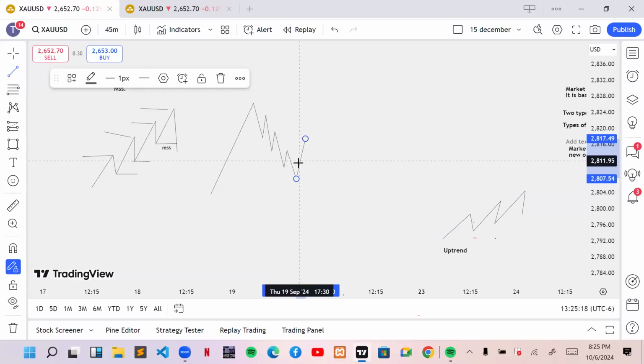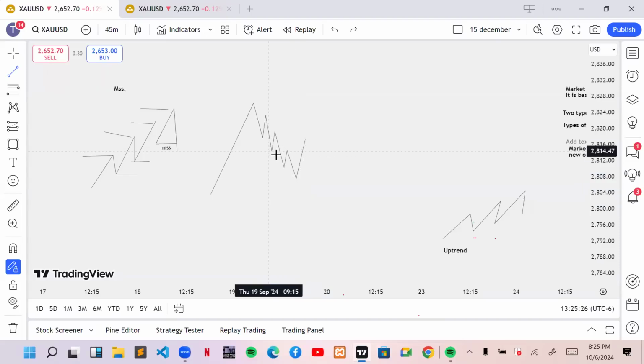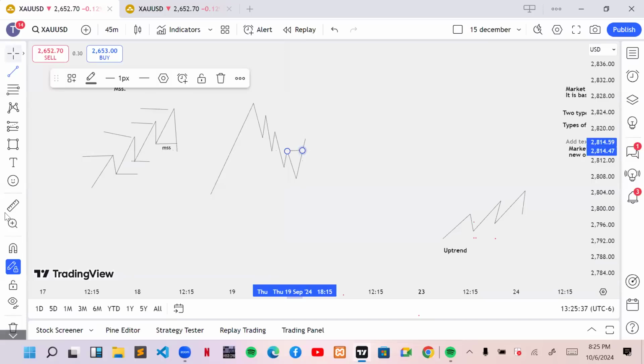Then the market was supposed to make another lower high here to continue the downtrend, but instead it made a higher high, meaning that this market is no longer on a downtrend. It's now changing direction to the upside because there was a market structure shift. So this was where the market structure shift for this particular trade is. I will indicate that with MSS.